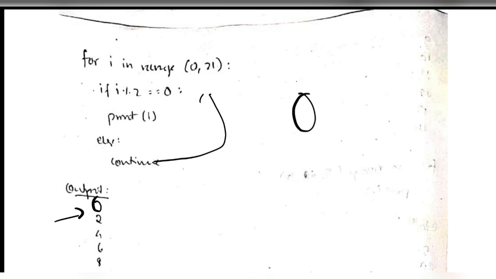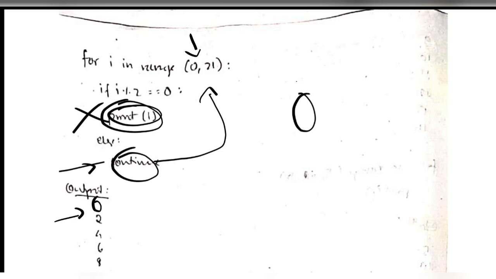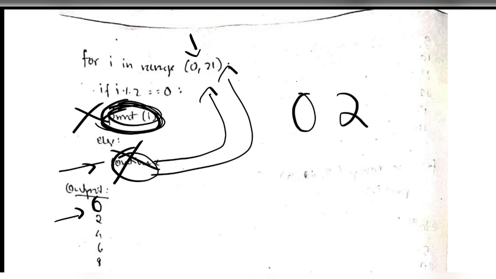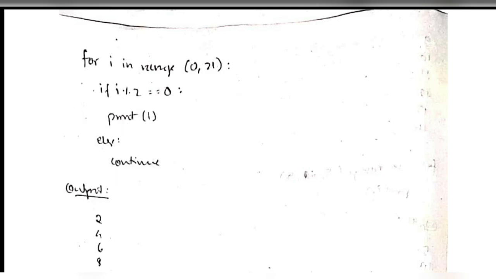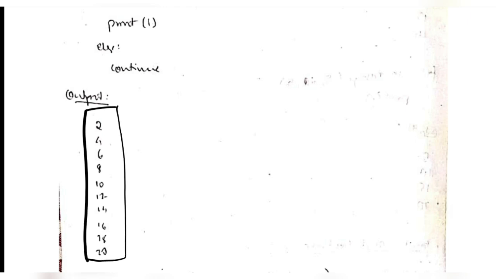Then continue. Continue means i in range 0 to 21, then 1 will be checked. 1 is not even, so this will not be executed, and this will be executed. Continue means do nothing but go to the next iteration. That means i's value will be 2. For 2 this will be printed and this will not be printed. After it is printed, i will become 3 and then this will be checked. So when we want to skip over to the next iteration, we use the continue statement. So this output will be the even numbers from 0 to 20.